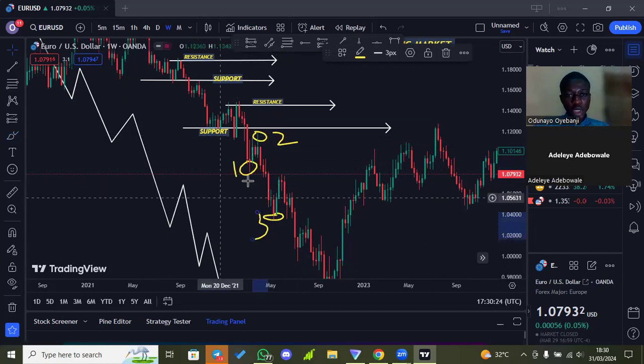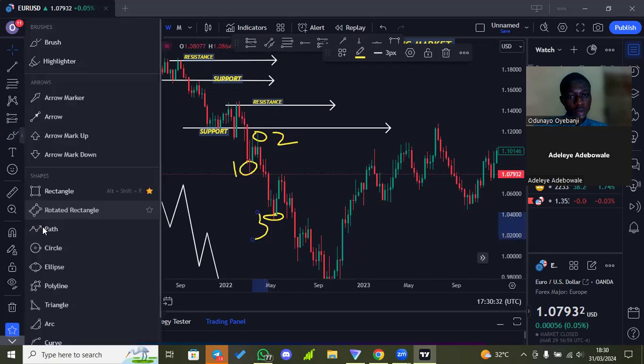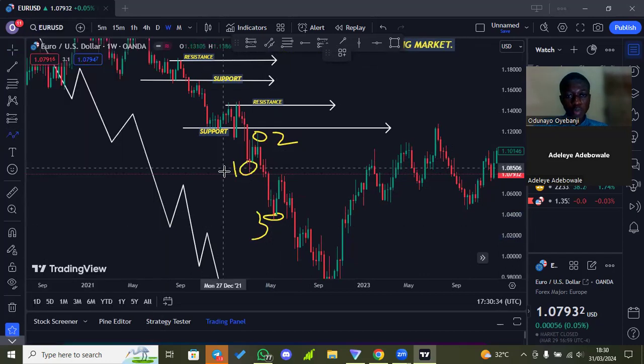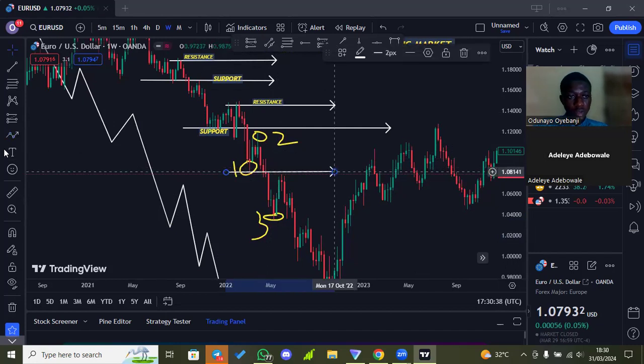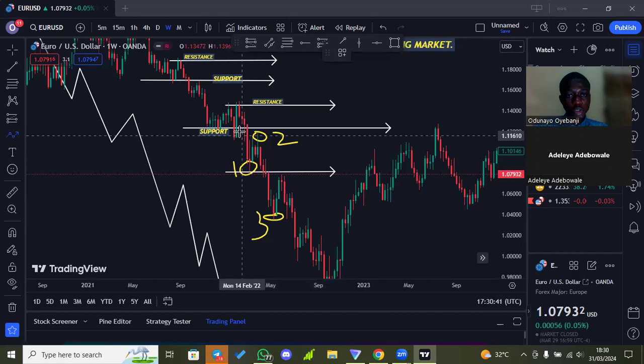So now I'm going to ask you the first one. The zone or the point labeled 1 is called what? Support. This is called what? Support. You get that? Support. This called what? Support.